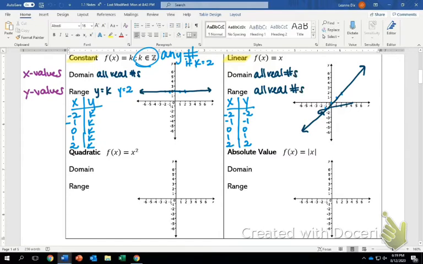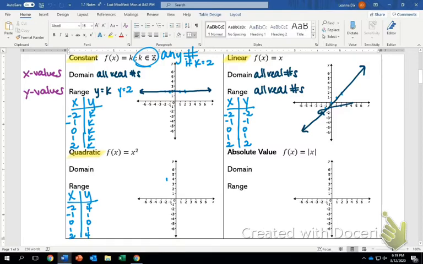Okay. So the last two is what we're really going to focus on, is our quadratic and our absolute value. So the first one, quadratic function, you may not have seen before, but if we were to create a XY chart and plug in our most common values, well, if I plug in -2, -2 squared equals 4. And then -1 squared equals 1. 0 squared equals 0. 1 squared equals 1. And then 2 squared equals 4.